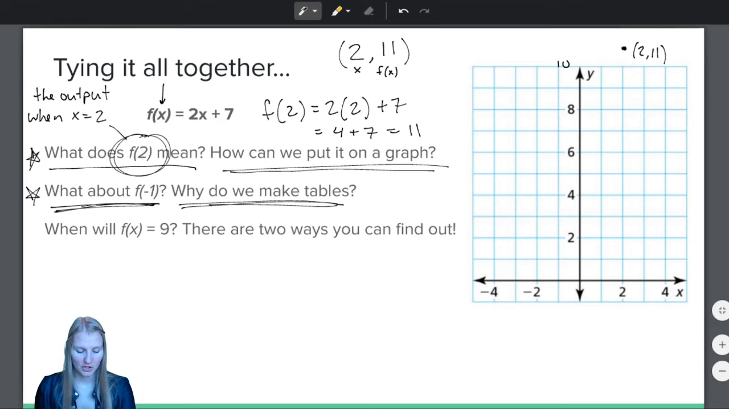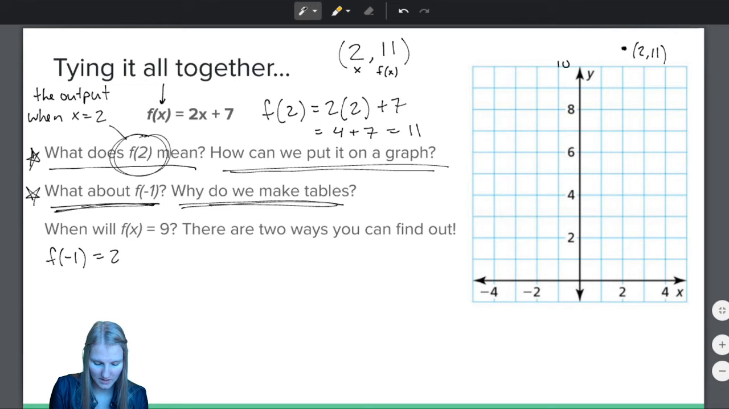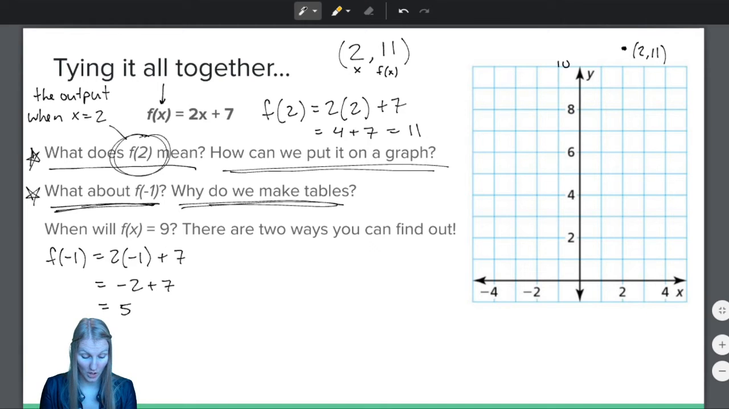Okay, so f of -1, we can see f of -1 is 2 times -1 plus 7. -2 plus 7 is 5. So that gives us the point -1, 5. And you can already see that we can connect the dots.